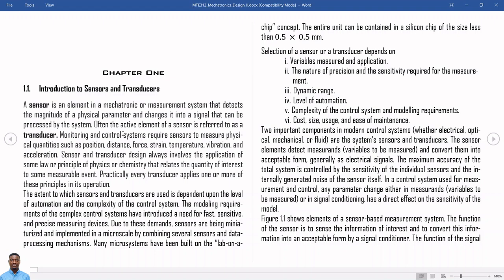Now, one thing about this monitoring and control system: you can't have a system that controls without monitoring, but you can have a system that only monitors and does not control. But whenever you have a system that controls, that system must have monitored. So that's just a brief explanation of monitoring and control systems.